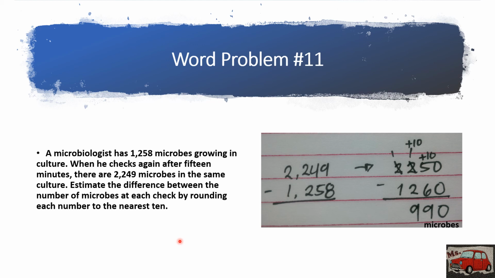Okay? So, first, let's round off the numbers to the nearest 10. So 2,249 will become 2,250 and yung 1,258 will become 1,260. Okay? And then let's subtract them and the answer is 960 microbes. So yan yung difference nung number nila nung unang check at nung pangalawang check. Okay?